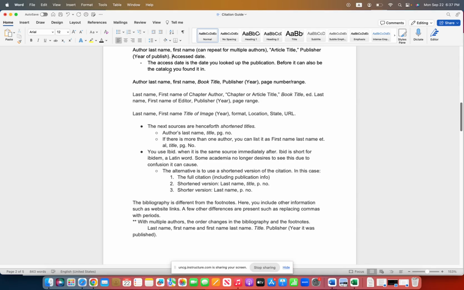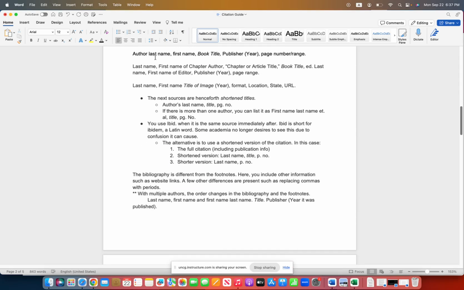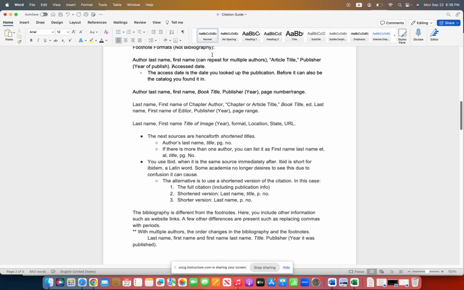If you are looking at a book, it's going to be the author again, the book title, which is going to be in italics. Notice how chapters and articles go in quotation marks. And then the publisher, the year it was published, and then the page number or range in your footnote.